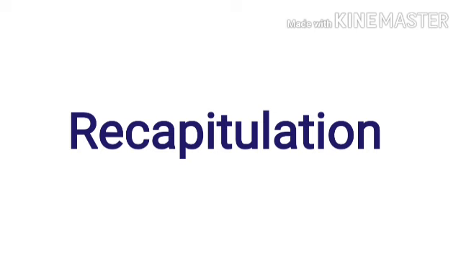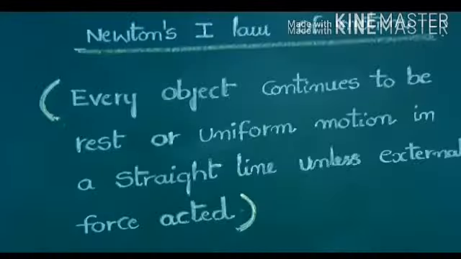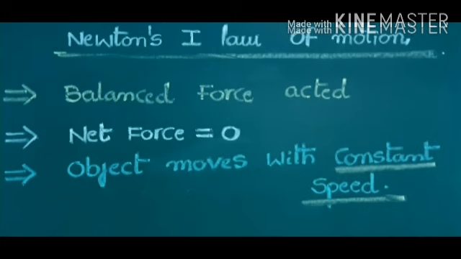First of all, I am going to explain Newton's first law. Newton's first law states that every object continues to be at rest or in uniform motion in a straight line unless external forces act. So that means every object tends to stay at rest or in motion unless an external force acts. From Newton's first law of motion, we can say that when an object gets balanced force, the net force is equal to 0, and finally the object moves with constant speed.